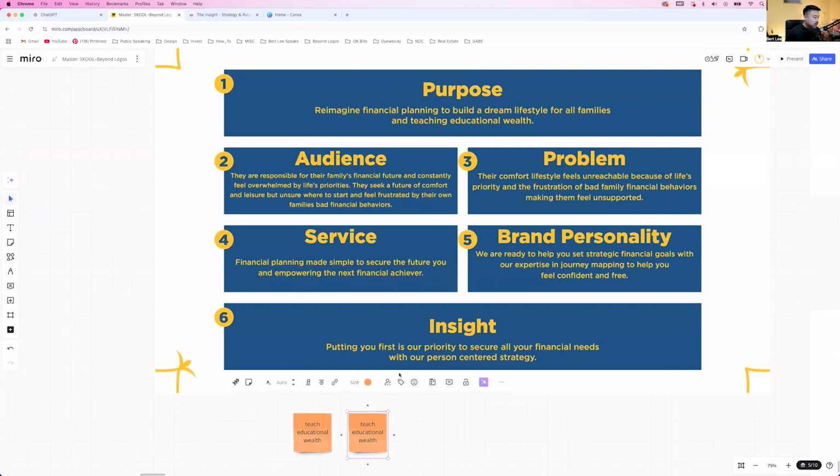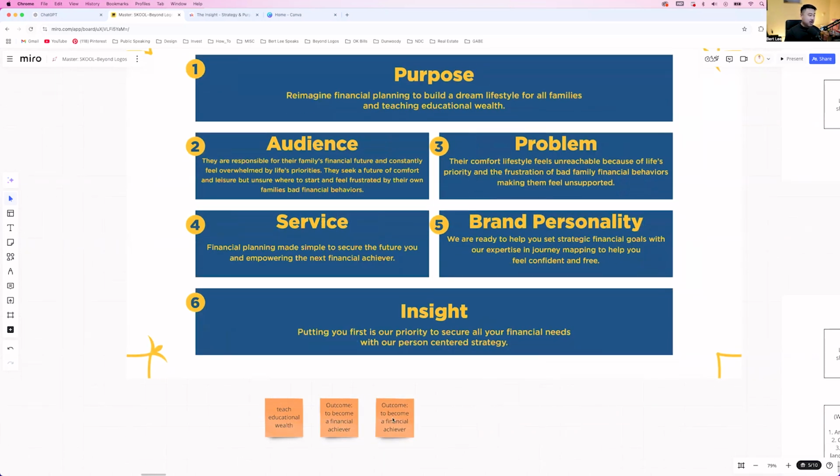And her service is a financial achiever. The outcome should be to become a financial achiever. Okay. So that's another outcome that people should get from the lead magnet. And lastly, how do you structure this lead magnet? What's the structure? Is it going to be easy to follow? Yes, it's going to be around her person-centered strategy. And here's the beauty. For her insight, she actually didn't even have something called a person-centered strategy. She didn't discover this until we discovered her brand.